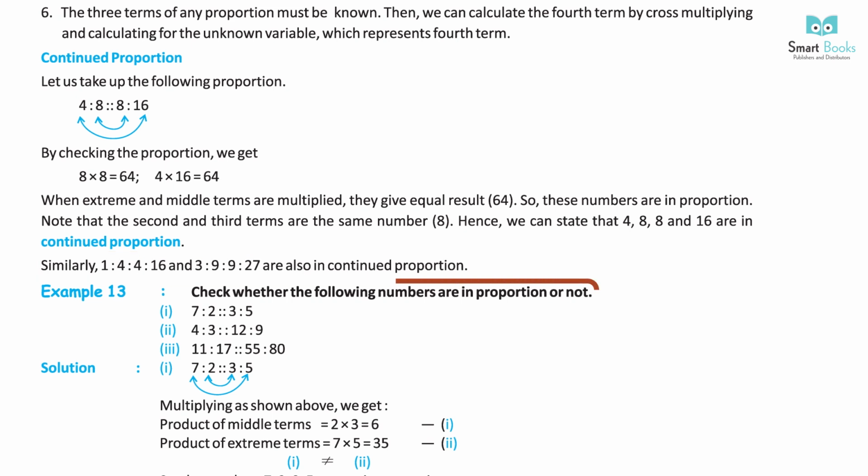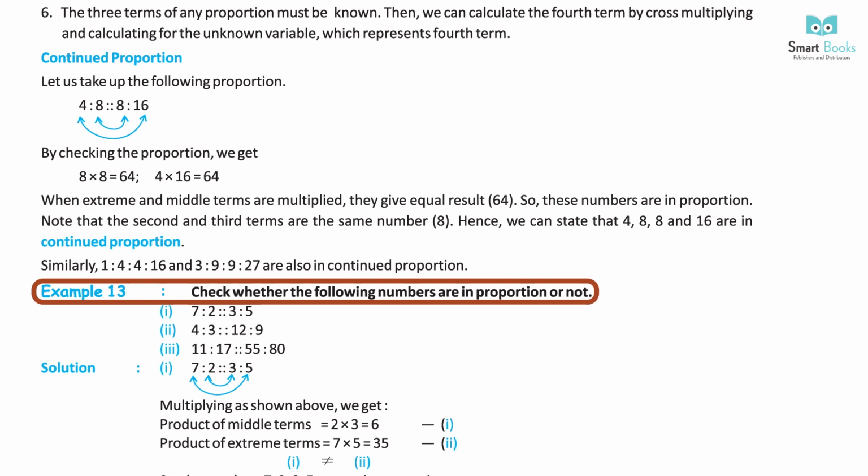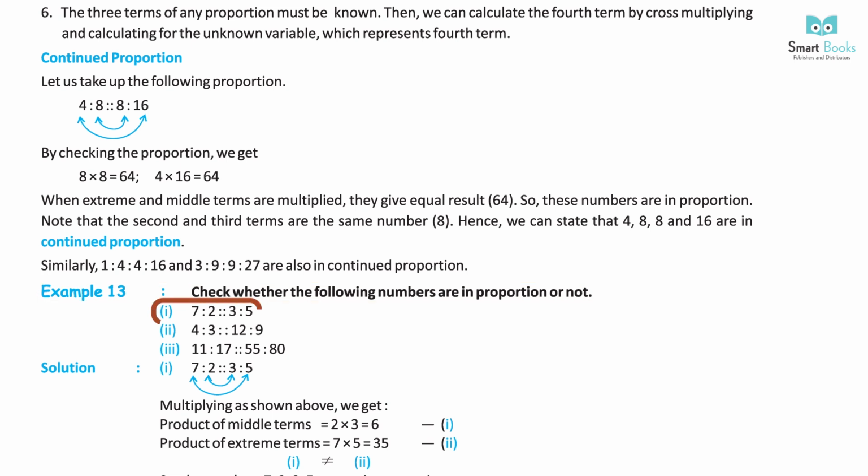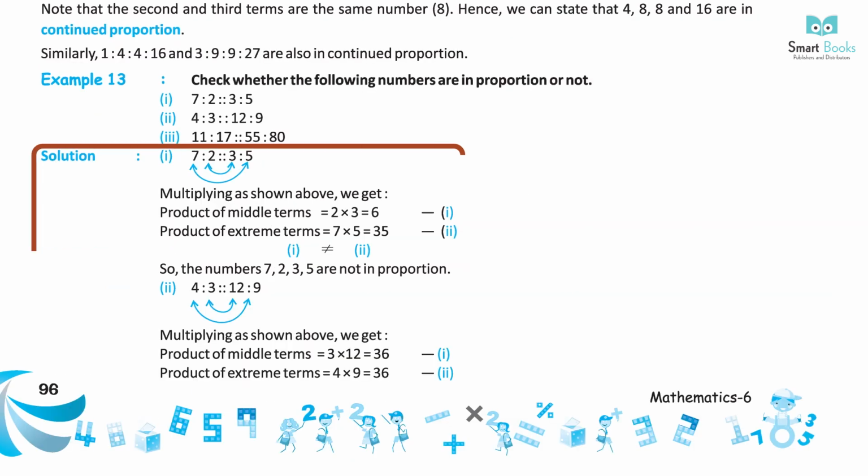Example 13. Check whether the following numbers are in proportion or not. First, 7:2::3:5. Second, 4:3::12:9. Third, 11:17::55:80. Solution. First, 7:2::3:5.